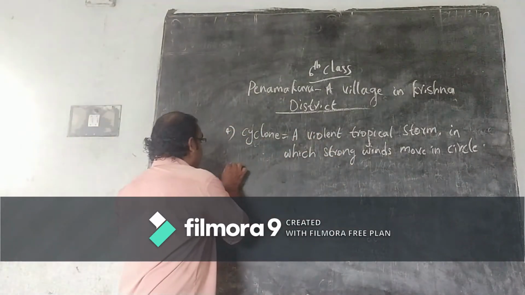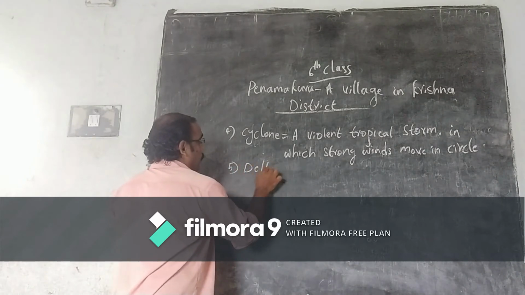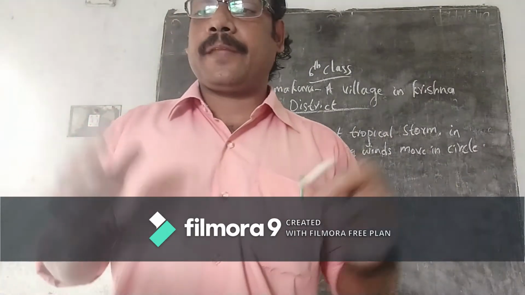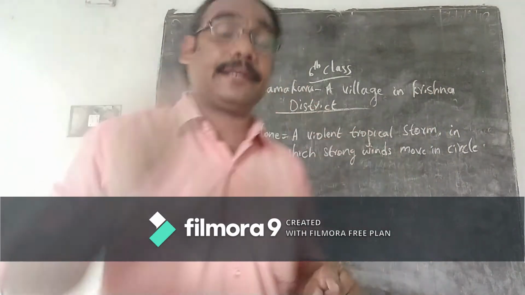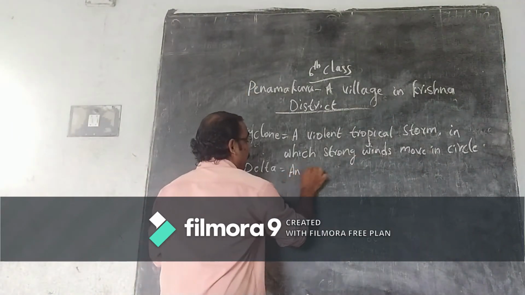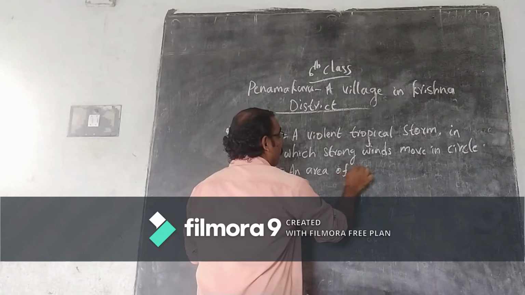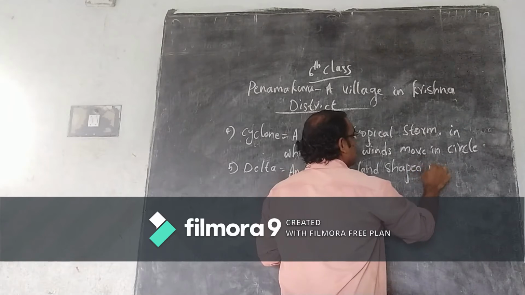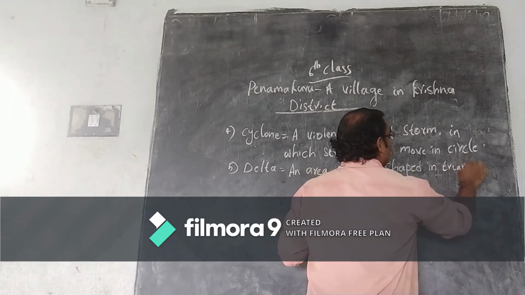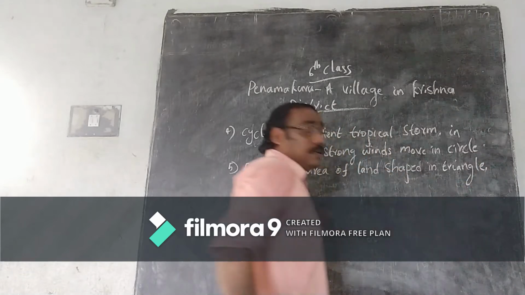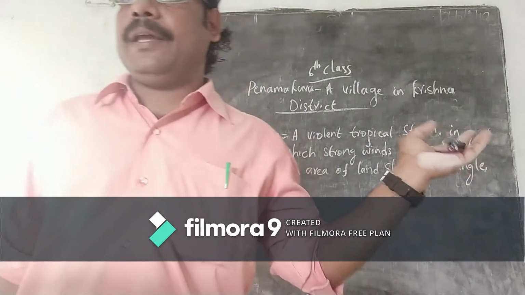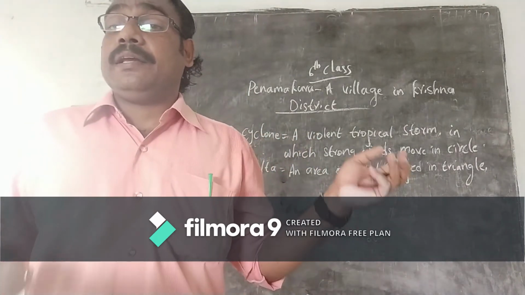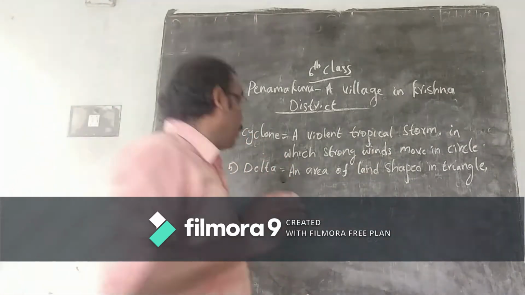Next, the word delta. I already told you the definition in last class or this class. Delta: an area of land shaped like a triangle. So the shape of the land will be triangle shape, and there is also a speciality in that, where a river is split into several smaller rivers.